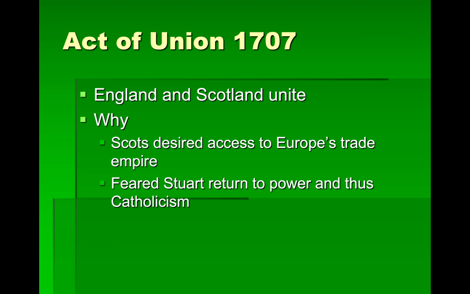The Scots wanted to be part of England. They wanted access to England's and Europe's trade empire, and England gave them greater access to Europe's Atlantic economy. But they also feared a Stuart return to power and Catholicism, so they are going to unite with England to have some more influence in the government.